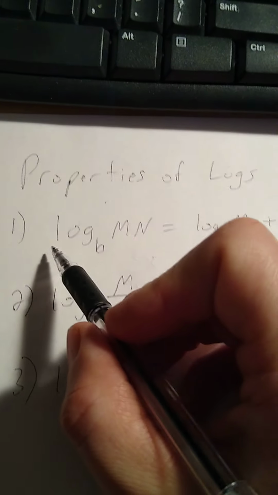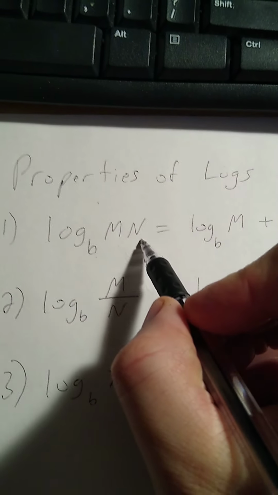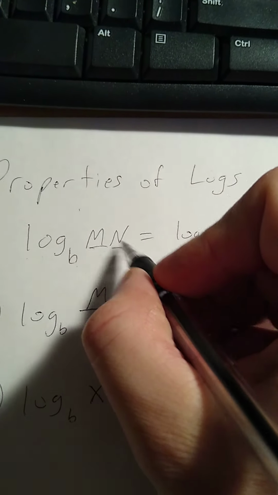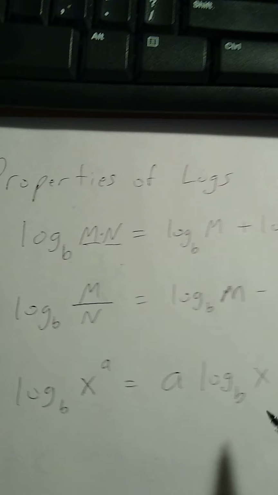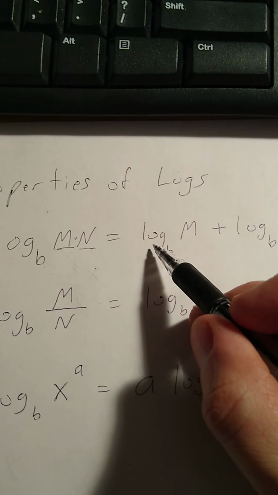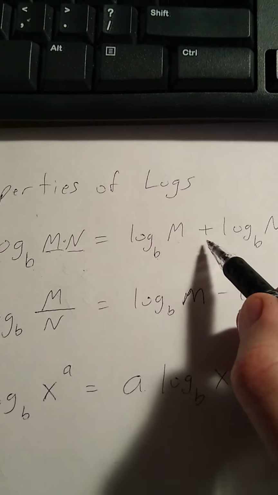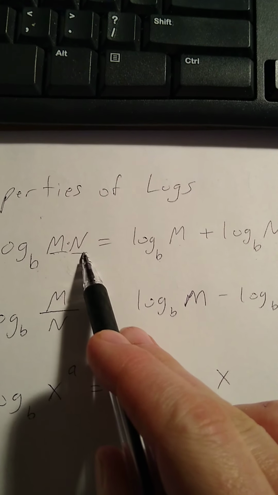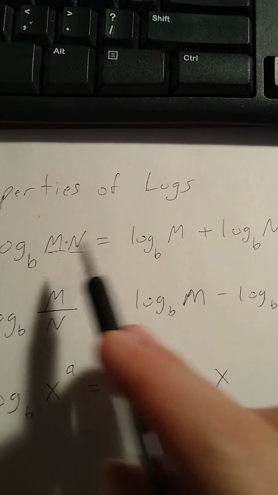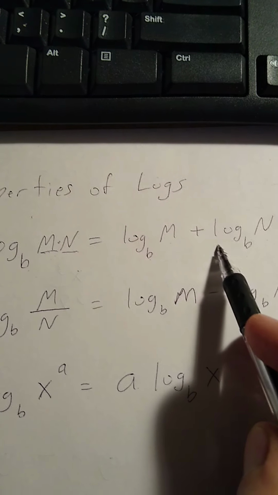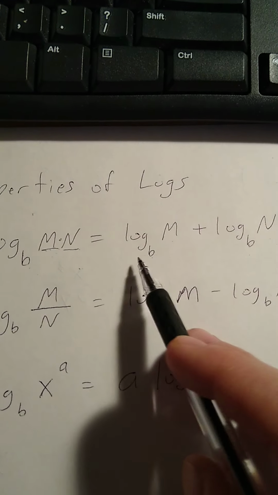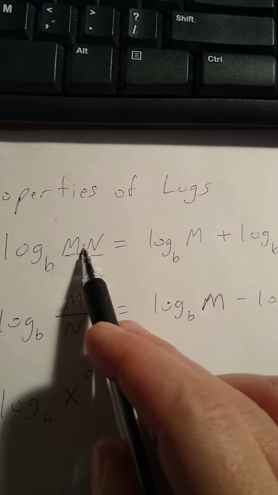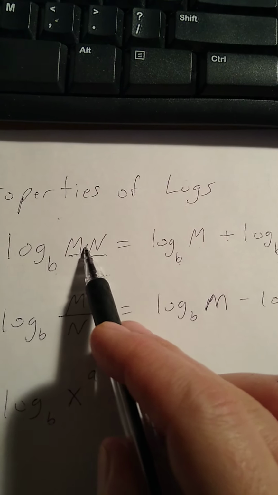But the properties, first one is log base b of m times n. So what I have is 2, it could be more than 2 elements being multiplied. If they are being multiplied, it's equal to log base b of m plus log base b of n. In other words, each element, in this case m and n, get their own logarithm of the same base. And the 2 logarithms are being added when the elements are being multiplied.